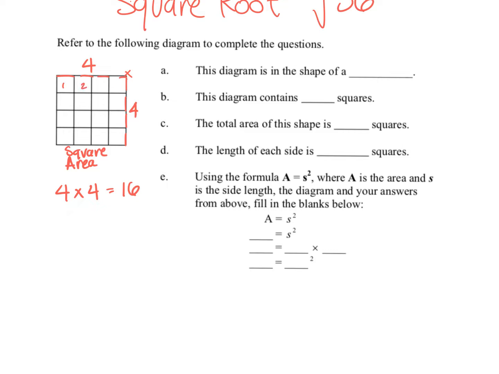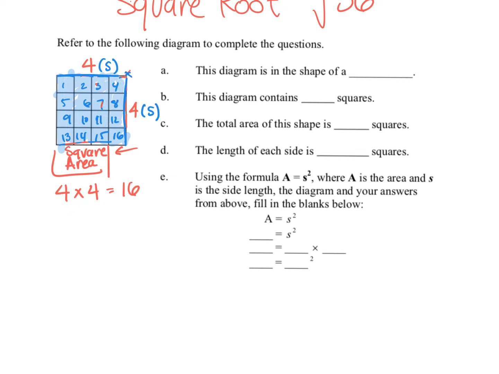So you have 1, 2, 3, 4, 5, 6, 7, 8, 9, 10, 11, 12, 13, 14, 15, and 16, right? So the square area, you notice the word square, is 4 times 4. Isn't this a side? Let's just call it a side. And isn't this a side? So the side times the side gives you what you would call area, right?